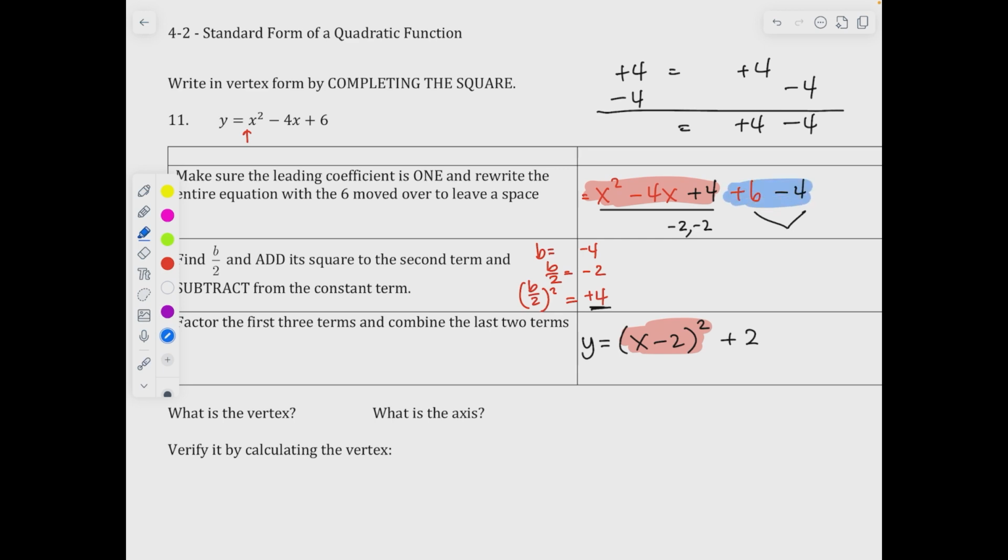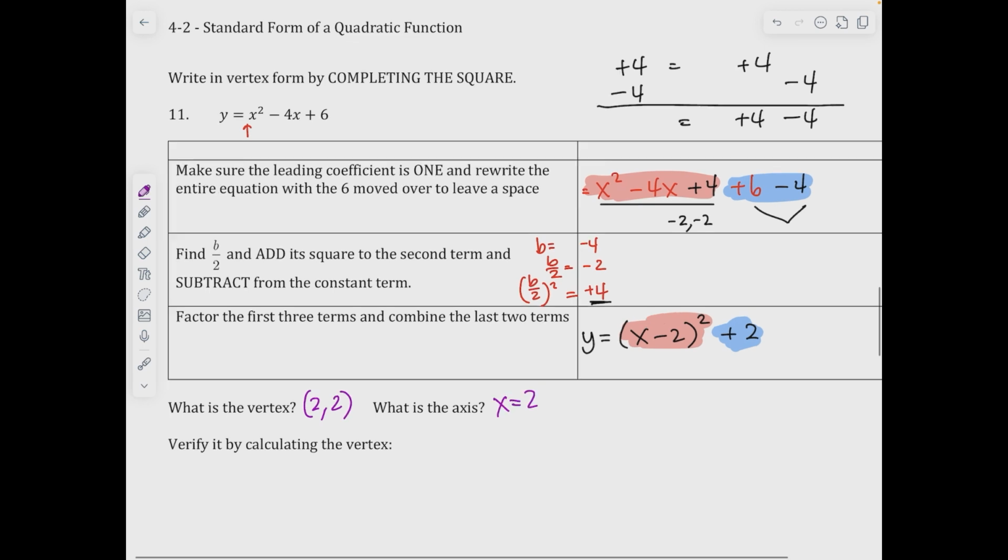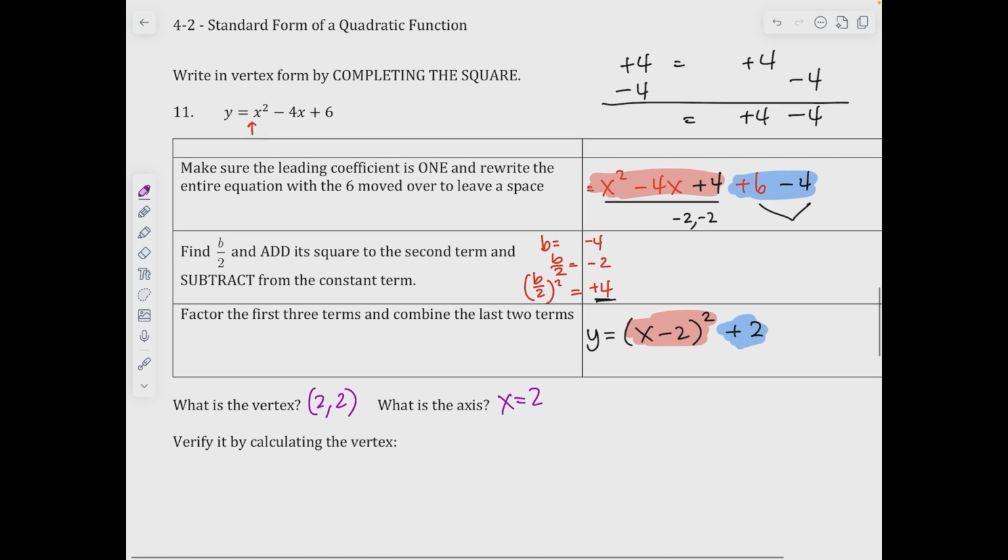And this plus 6 minus 4 became this. Okay? Once I'm in this form, we know something. We know the vertex. It's going to be at 2, 2. We know the axis. It's going to be x equals 2. Verify it by calculating the vertex.